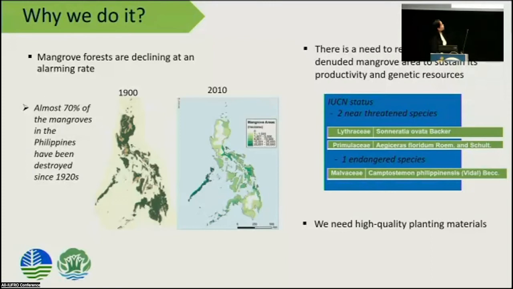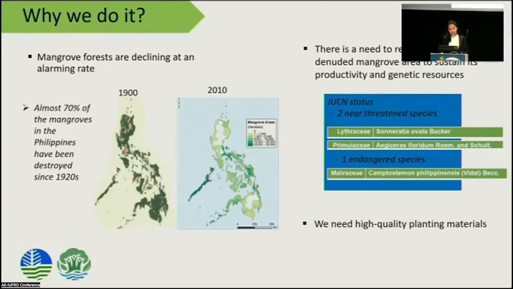Okay, so why did we do it? The Philippines is one of the 17 megadiverse countries in the world. We are also a biodiversity hotspot. And out of the 80 mangrove species in the world, half of them can be found in the Philippines. We have 47 mangrove species. But these mangrove forests in the Philippines are declining at an alarming rate. From the 90s, we had 500 hectares, but in the 2000s, we have roughly 170 hectares. So almost 70% of the mangroves in the Philippines have been destroyed.